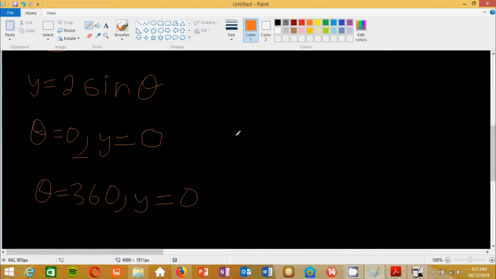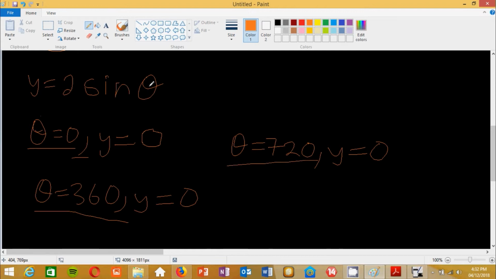What happens when theta is 720 degrees? Well, our y is going to be 0. So you can go on and on. There are many values. So you see here you have 3 different values of your input theta that are giving you the same y value of 0, and these are not the only three.